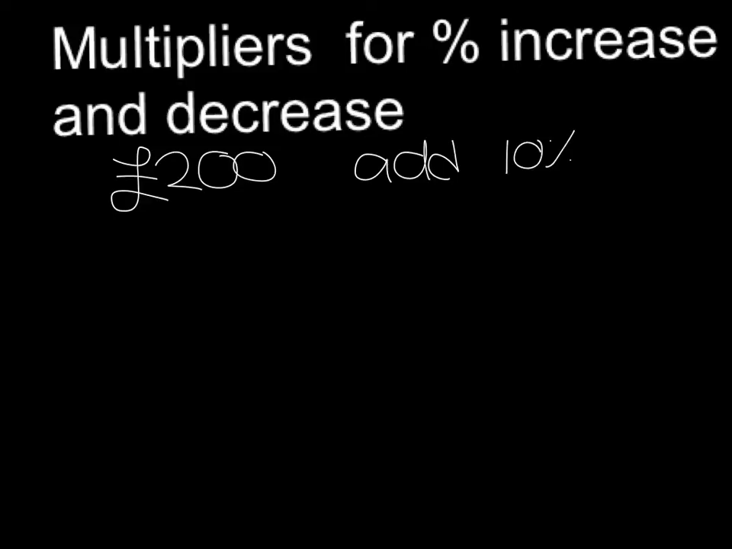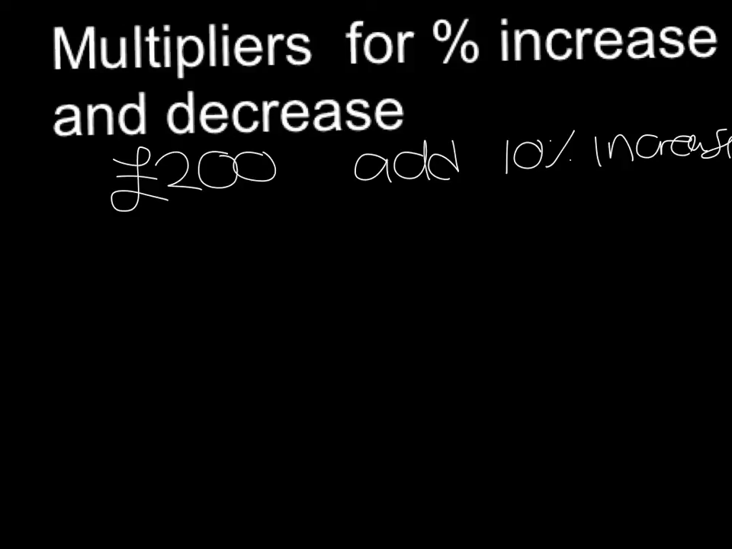Okay, so multipliers for percentage increase and decrease. We'll start off with increase. So if you've got an item for £200 and you want to add an increase of 10%. Now, obviously the non-calculator method and the easy method would just be find 10% and add it on, but we just want to look at a method of multiplier.